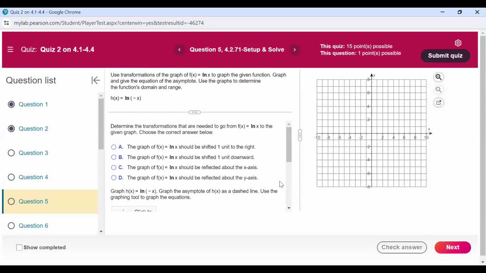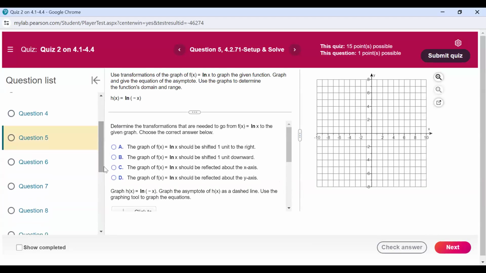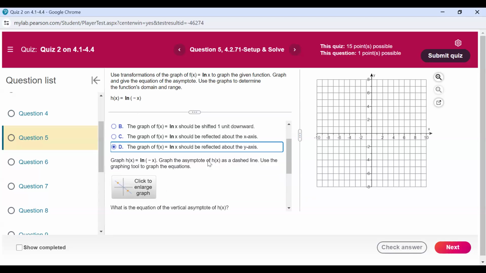Okay, so here we're using transformations of the graph of f of x equals ln of x to graph this given function. And we also have to give the equation of the asymptote and determine the domain and range. If you have an ln, which is log base e, of a negative inside, that's also going to be a reflection about the y-axis. You might not get the same exact problem, you might get a different looking problem. But when you have a negative, you have a reflection about the y-axis.